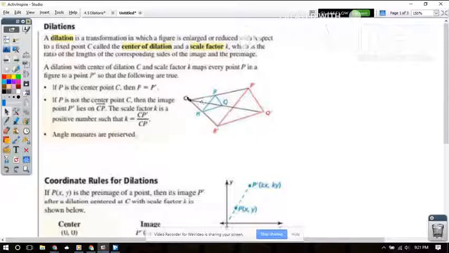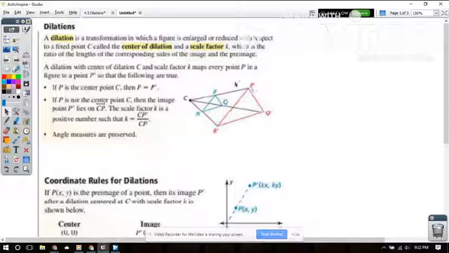A dilation with the center C and the scale factor K will map every point P in a figure so that P prime follows this rule. If P is the center, so if we're dilating C from C, then C doesn't move, and P would be P prime. If P is not the center, then the image point, P prime, will lie on ray CP. And the scale factor K is a positive number such that K is equal to the length of CP prime over the length of CP.